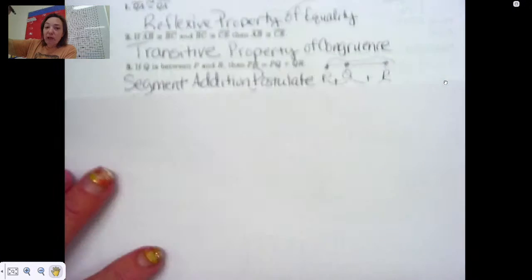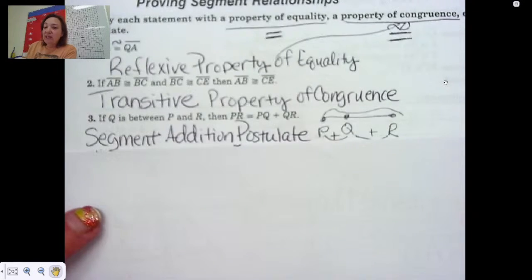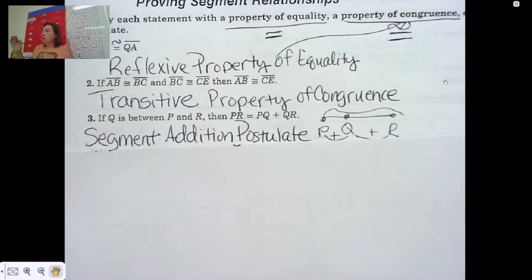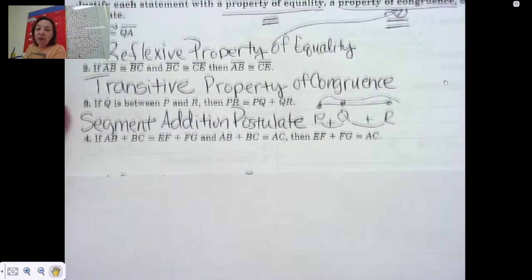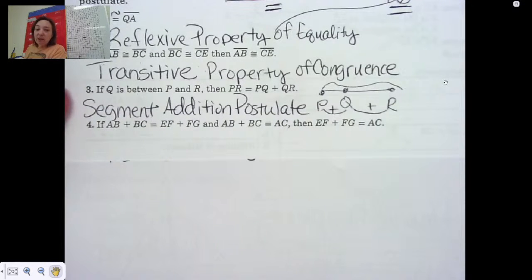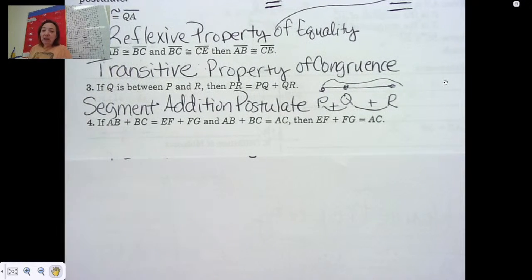Because we're just saying if we add segments together, they add up to the one big segment. Okay, number 4. If AB plus BC equals EF plus FG, and AB plus BC equals AC, then EF plus FG equals AC.